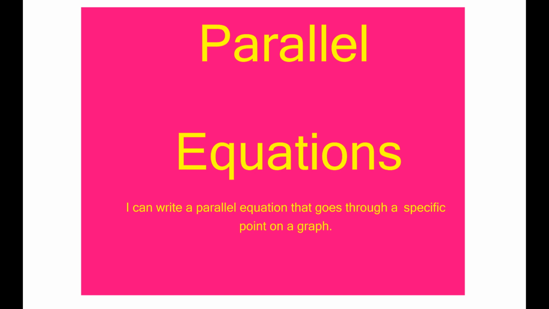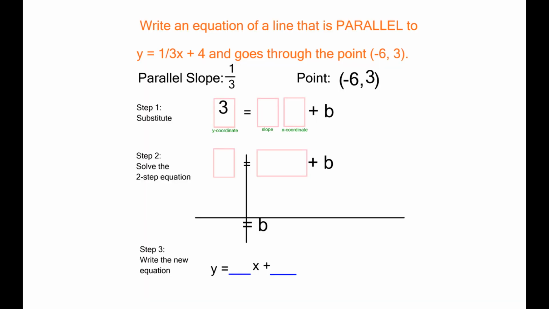In this video, you will learn how to write parallel equations that go through a certain point on a graph. We have already done some work where we were writing equations with a certain slope that went through a certain point. Now we're going to get a little bit more specific. This one says to write an equation of a line that is parallel to y equals 1/3 x plus 4 and goes through the point -6, 3.